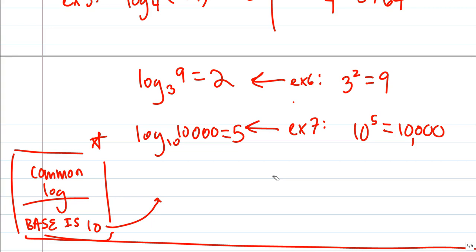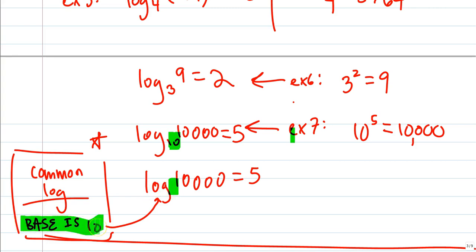So if the base is 10, you actually do not need to write the base. You could just write log of 10,000 equals 5. And when you leave this empty, there's an assumed base 10. Just like when I do a square root, there's a little assumed 2 because it's the second root. Just like when there's an x by itself, there's an assumed 1x. If we don't put a base, it is base 10. Common log.